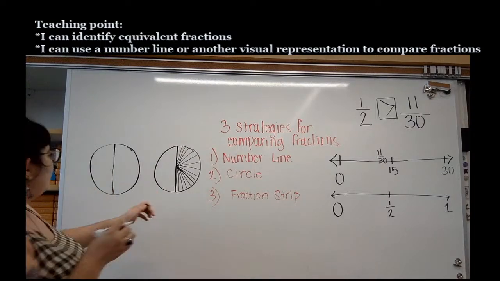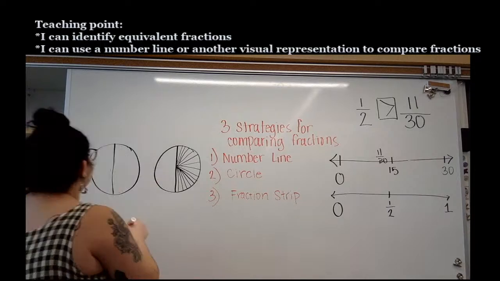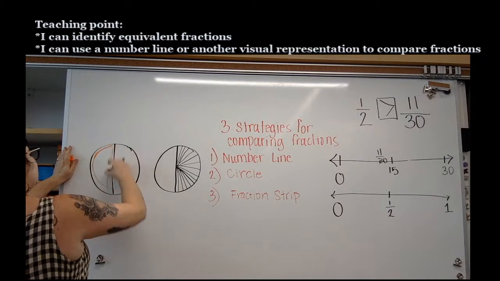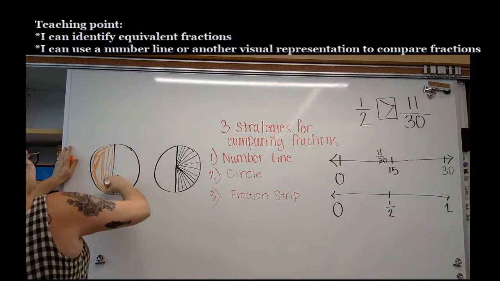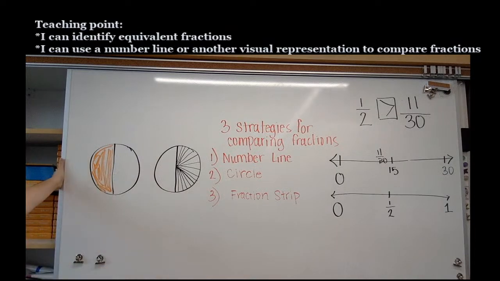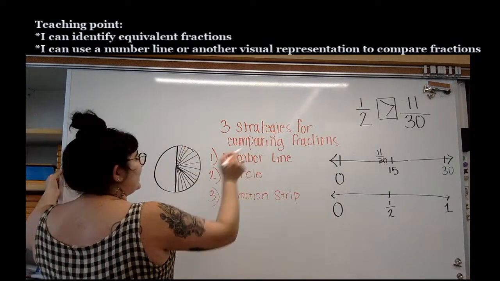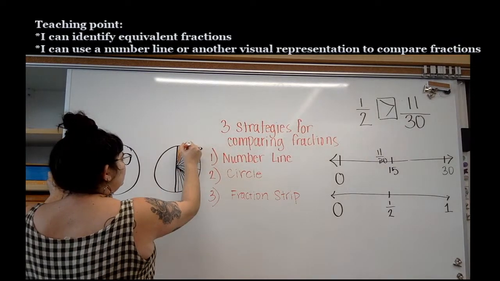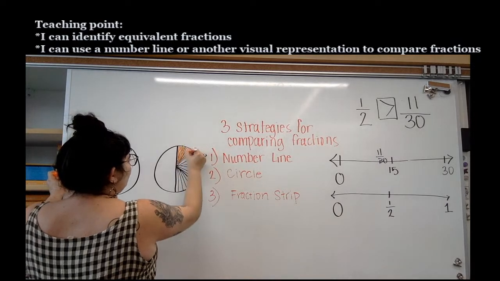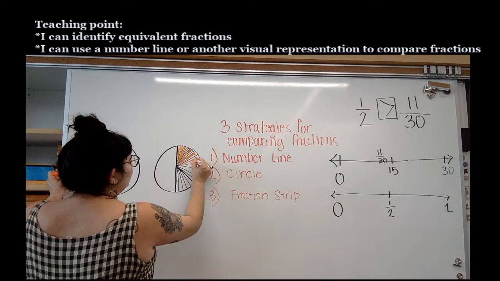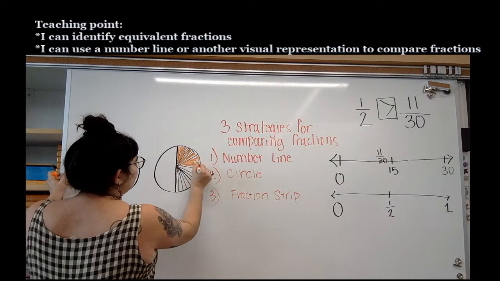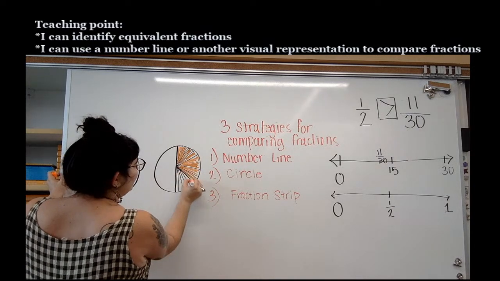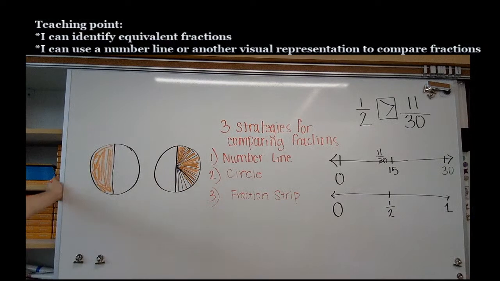Now, this is where things get interesting because I know I have one of these 2 pieces, right? This is why 1/2 looks like that. Now, I'm going to color in 11 parts, okay? So count with me. 1, 2, 3, 4, 5, 6, 7, 8, 9, 10, 11. Woo!